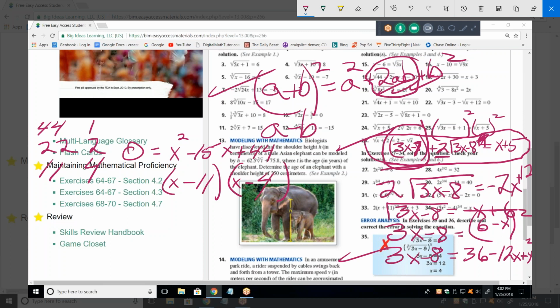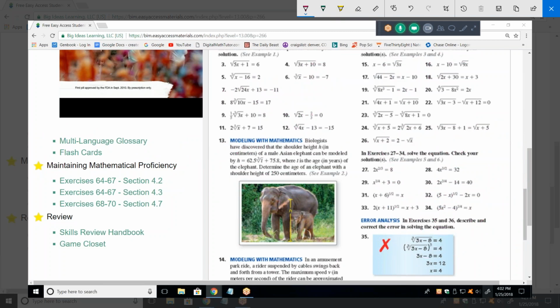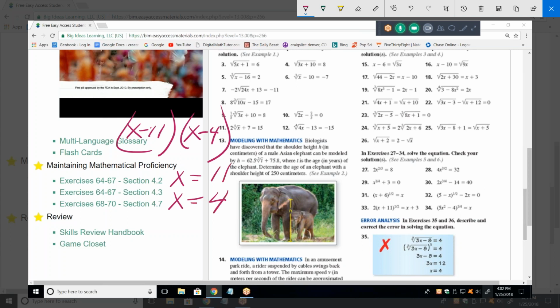Okay. Now, this one is so complicated that, what do I have? We had x minus 11 times x minus 4. Yep. Which makes our answers what? x equals 11 and x equals 4. Okay, let's see if we can rule one of those out instantly. What are we doing? We're doing 25? Yes.